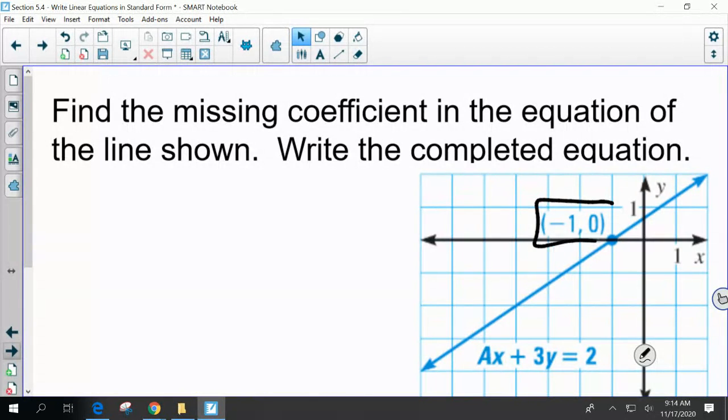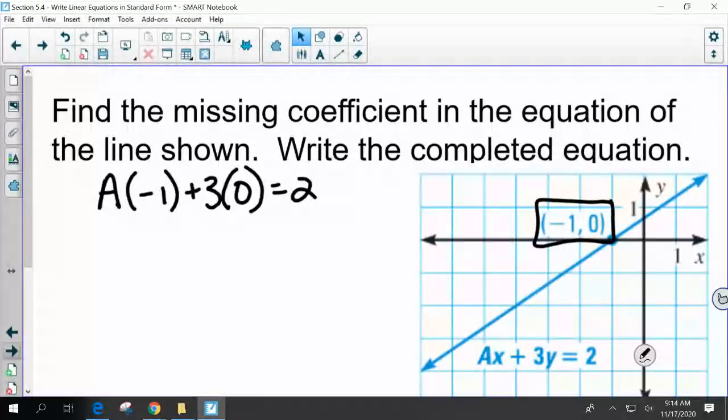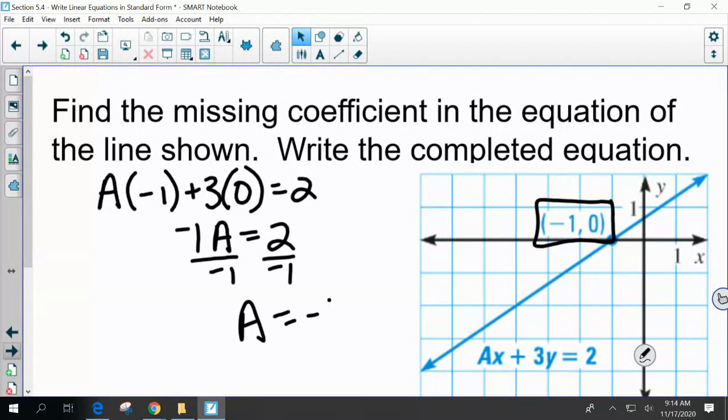I would choose to plug in this coordinate and solve for A. So I'm going to do A times -1, because that's x, plus 3 times y, which is 0, equals 2. So anything times 0 is going to be 0, so that's going to knock out. And I'm going to have -1a equals 2. And then what would I do? Divide by -1. So a equals -2.